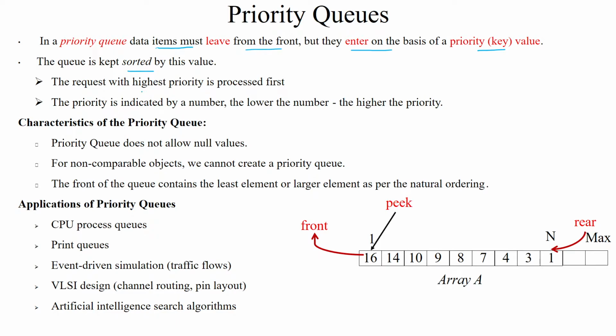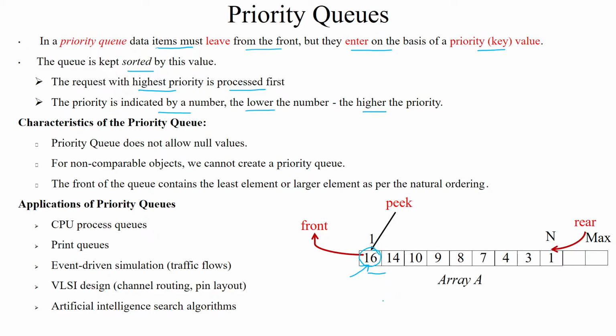The request with the highest priority is processed first, and the priority is indicated by the number, the lower number which is having the higher priority, the higher number which is having the lower priority, again which is based upon the ascending order or descending order. In the descending order priority queue, the highest value, which is the value itself acting as a priority key, which is having the high priority.